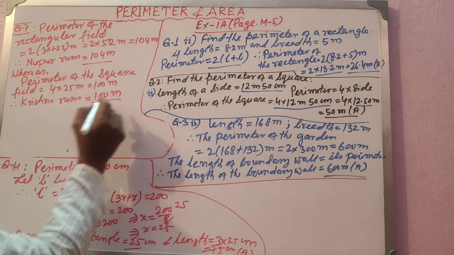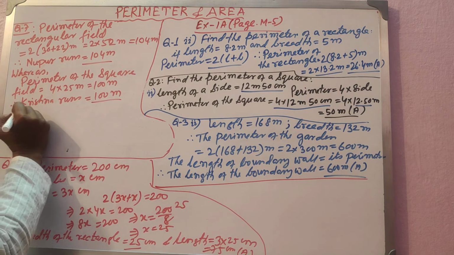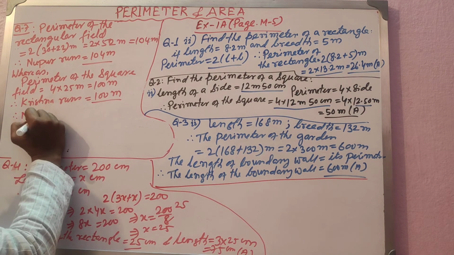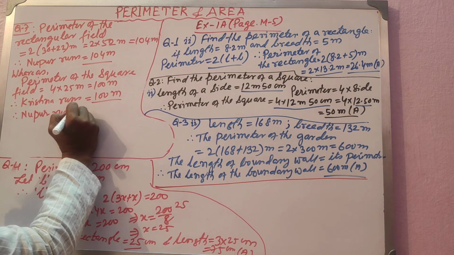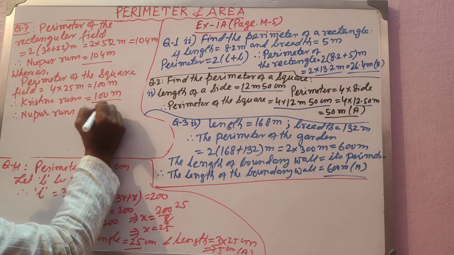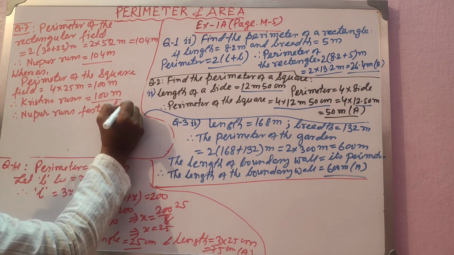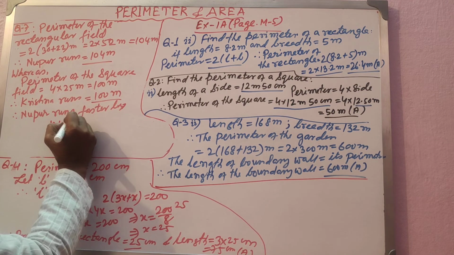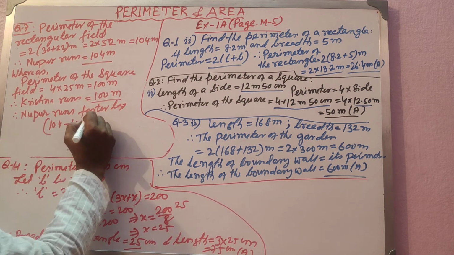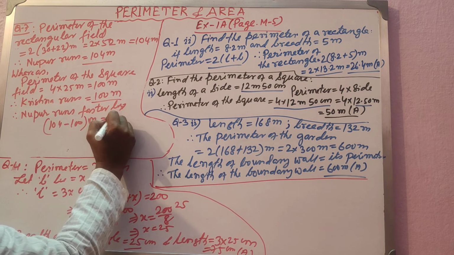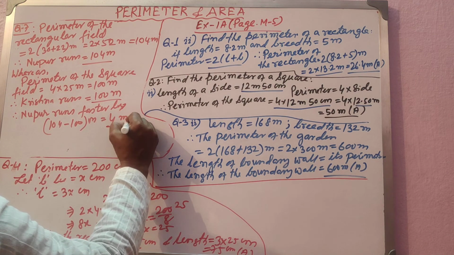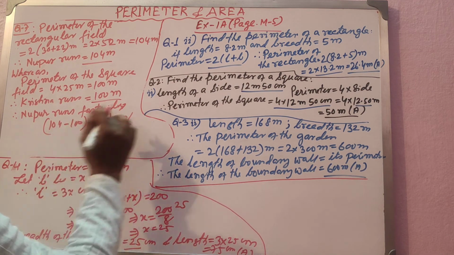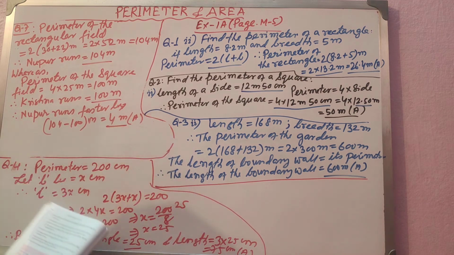Nupur runs 104 and he runs 100. Therefore, Nupur runs faster by how many meter? 104 minus 100 meter, which is equal to 4 meter. Okay. How much distance is covered? Nupur runs a greater distance by 4 meter. That will be the answer.